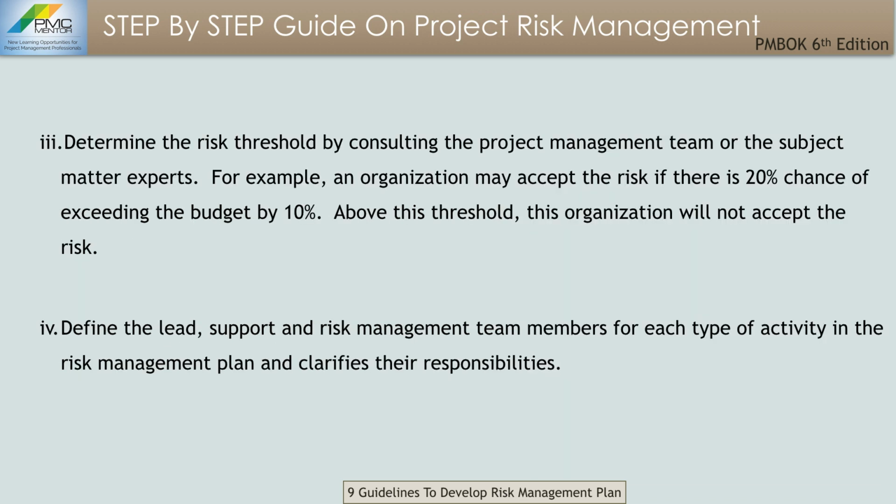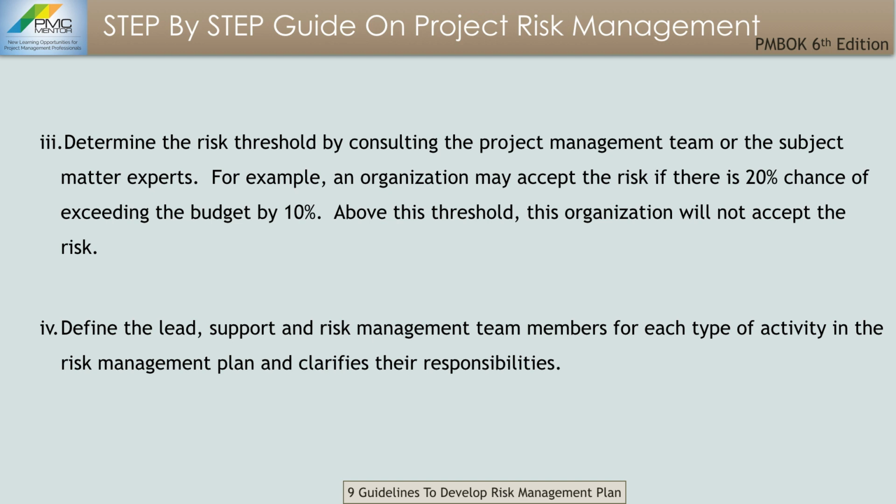The third guideline to develop the project risk management plan is to determine the risk threshold by consulting the project management team or the subject matter experts. For example, an organization may accept the risk if there is a 20% chance of exceeding the budget by 10%. Above this threshold, this organization may not accept the risk.